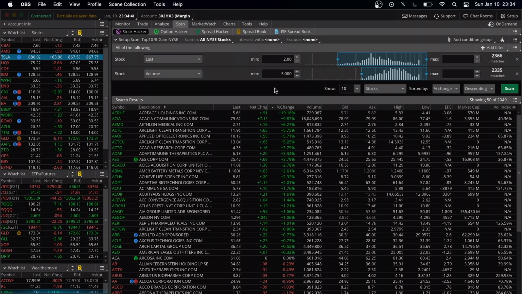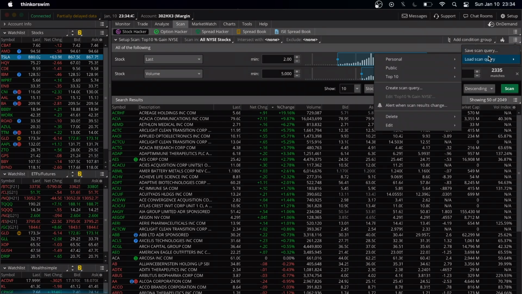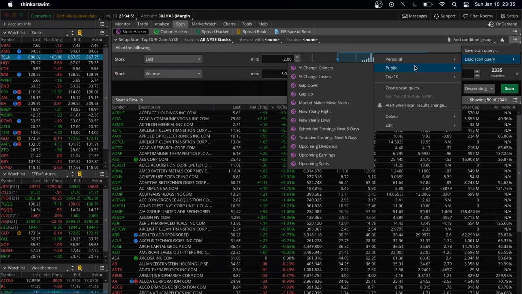I'm going to show you my scanner, which I have already saved, but I'll show you guys how to set up everything. If we go here, we can load, and I want to show you this because this is my personal scanner. So I have ETF, day trade, RSI, and swing scanner. These are the ones that I most commonly use. But these are public scanners that everybody has access to.